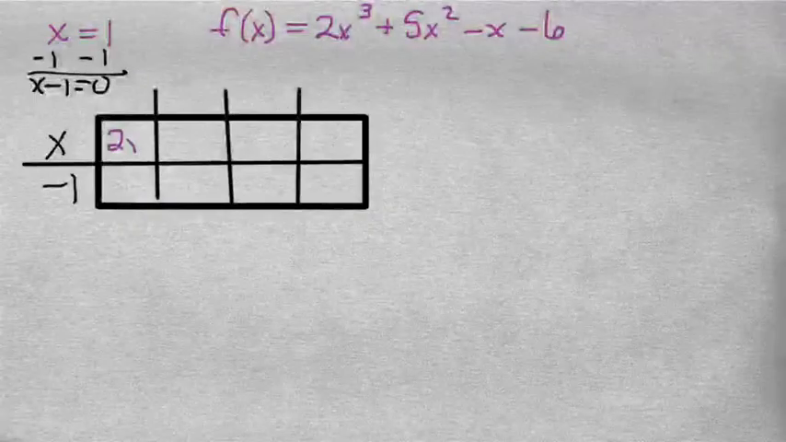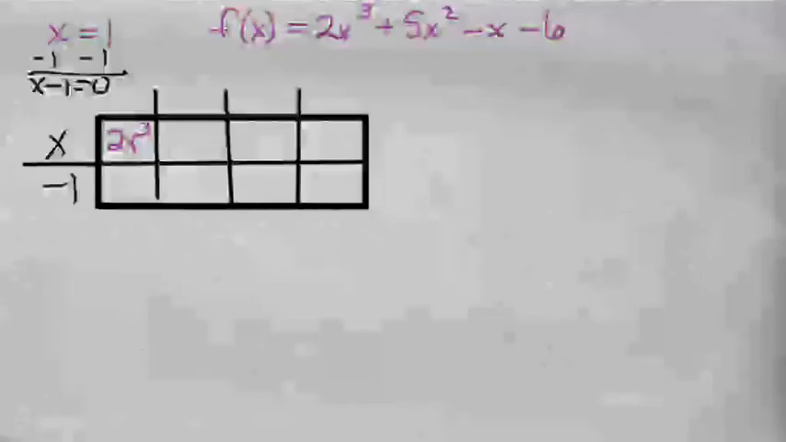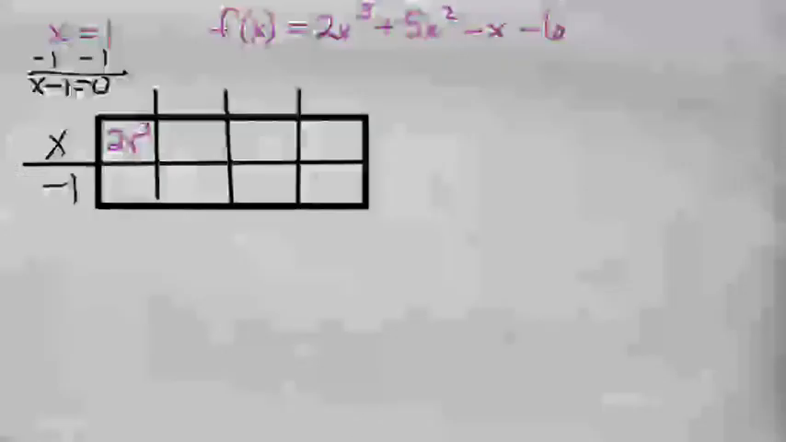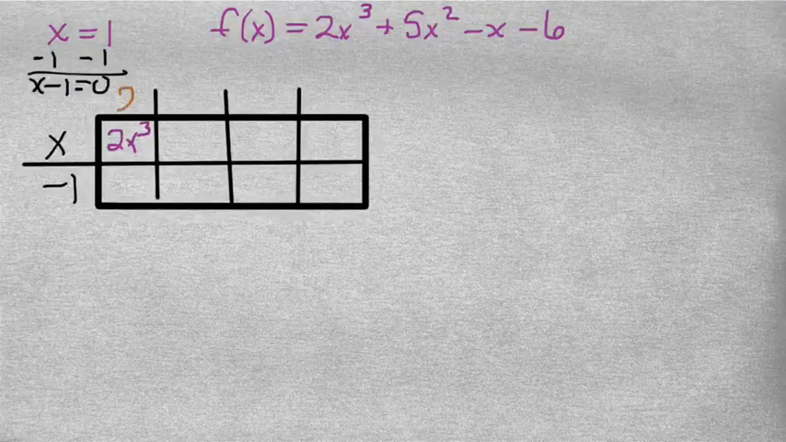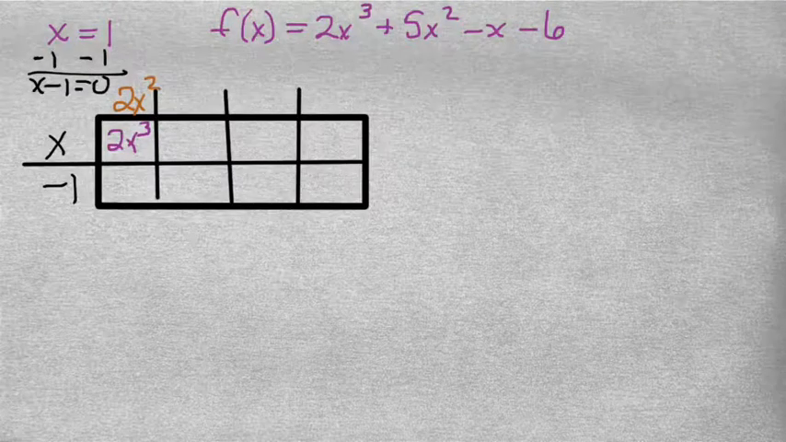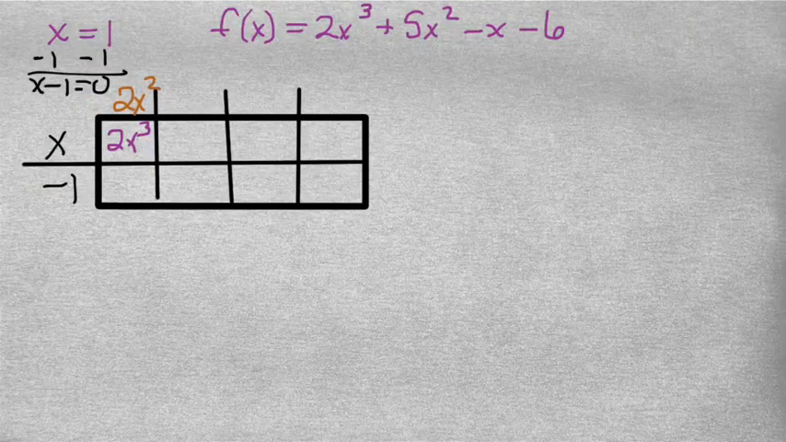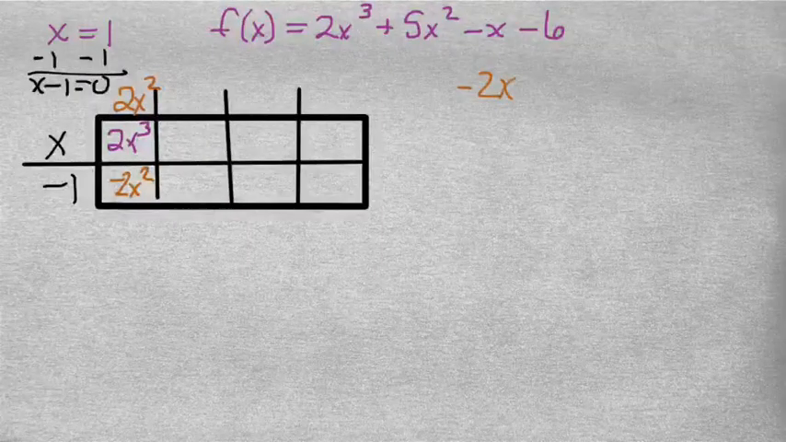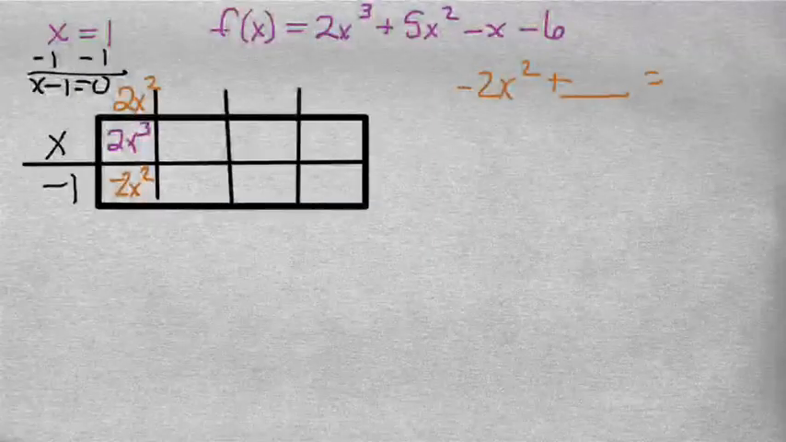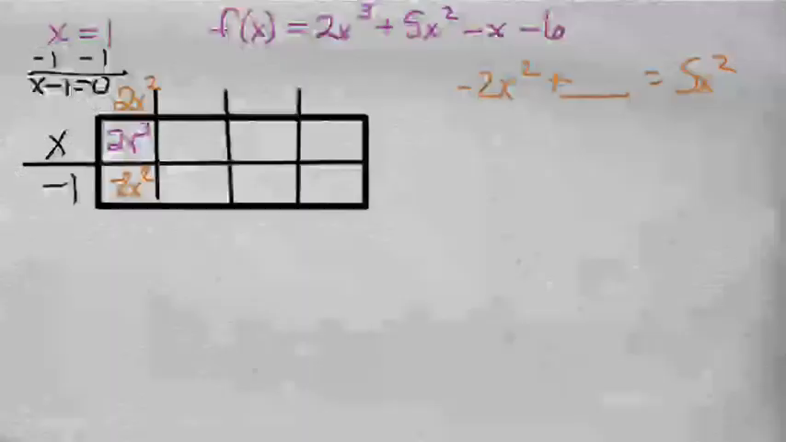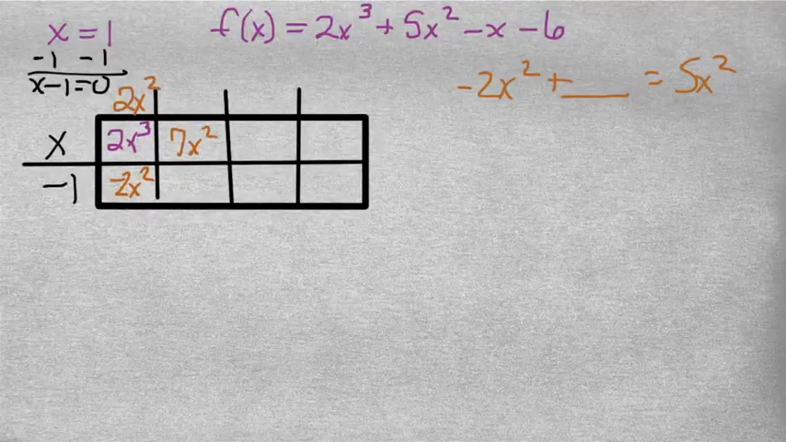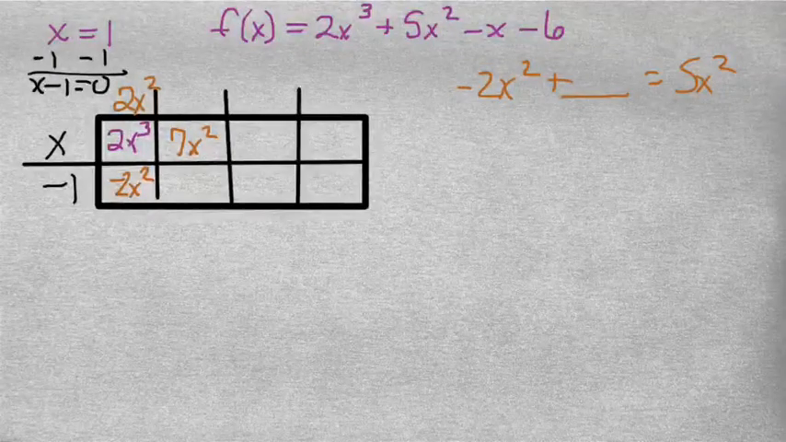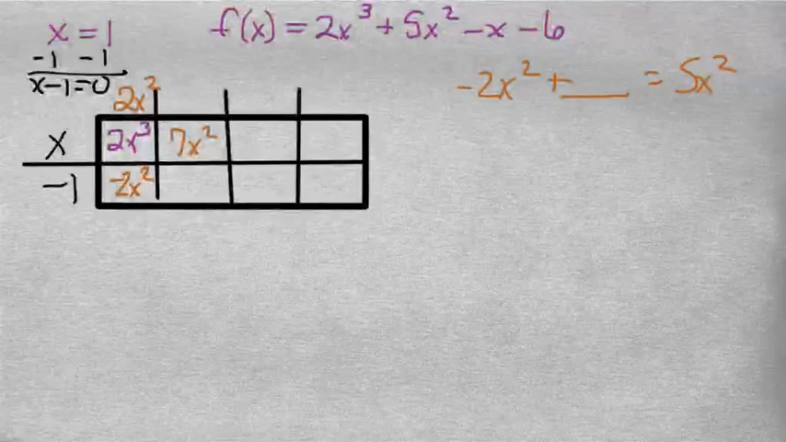And so a 2x cubed is going to go here. I'm going to divide, and that's going to give me a positive 2x squared. Then I'm going to multiply. And that gives me a negative 2x squared. So negative 2x squared plus something is going to equal 5x squared. Well, that something I need to add is 7x squared. And if I add those two, then I end up with a 5x squared.